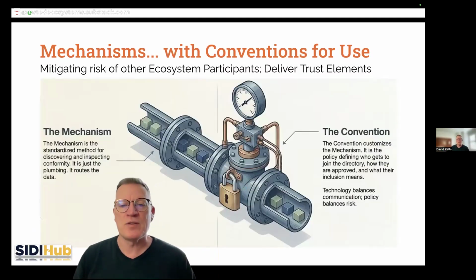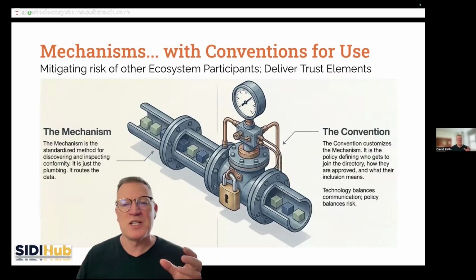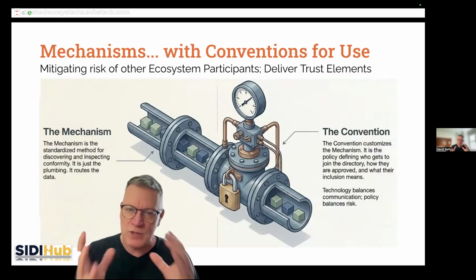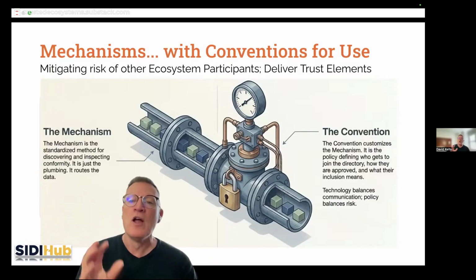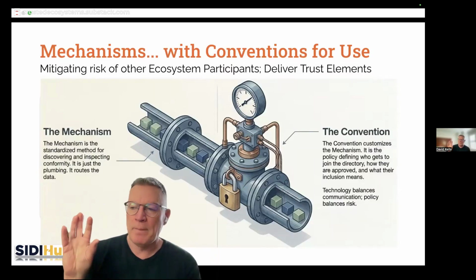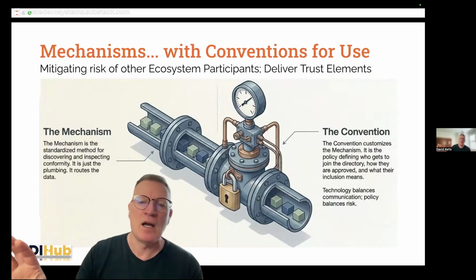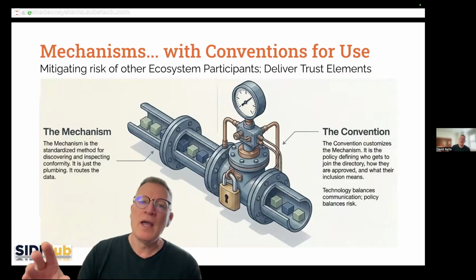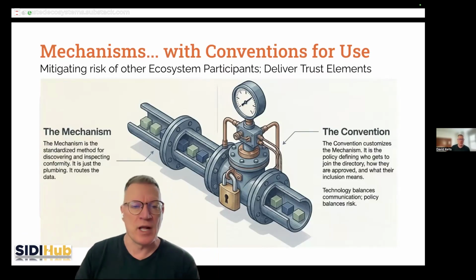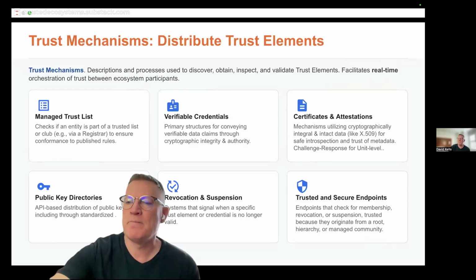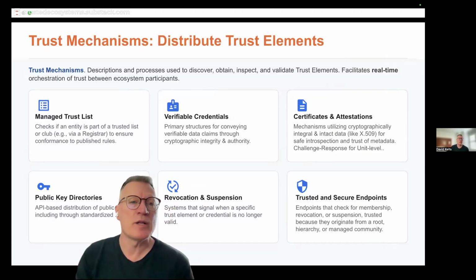If you want to picture this, right, this is the pipe sending the trust elements, and the convention gives the controls around the pipe. This is one of the tools of an ecosystem operator for them to express what the meaning of their conventions are, and then deliver trust elements or stop delivering trust elements for things that are within that and adhere to that.